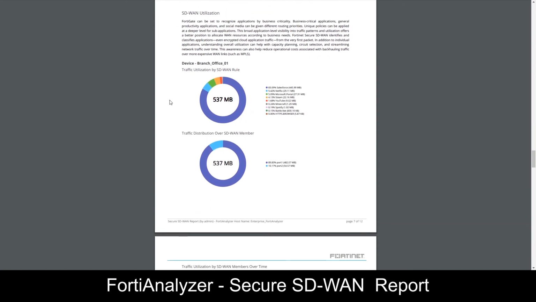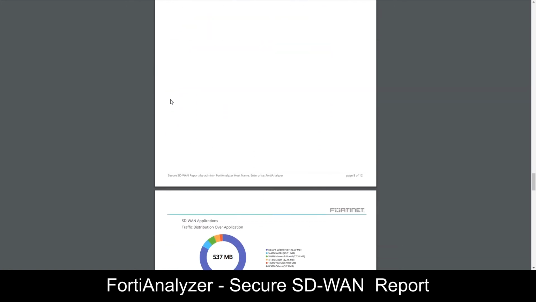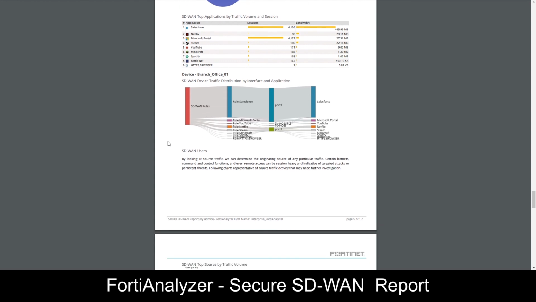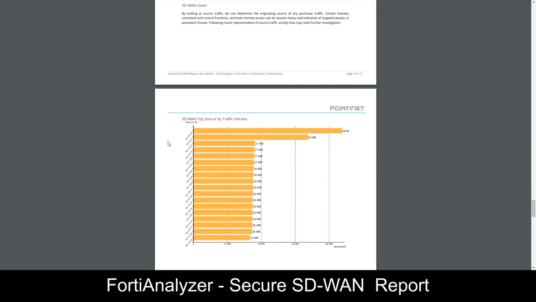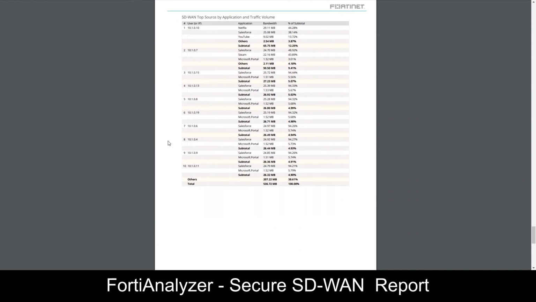Under SD-WAN utilization, there are detailed information about traffic distribution over SD-WAN rules and members that can be used to control path selection, since specific traffic can be dynamically sent to the best link or use a specific route. Also, there are different chart types including a Sankey chart to visualize details for SD-WAN applications and monitoring SD-WAN traffic routing to see which applications are going through which destination interface. Finally, by reviewing the information under SD-WAN user section, you can easily identify the source of any specific traffic for any investigation purposes.